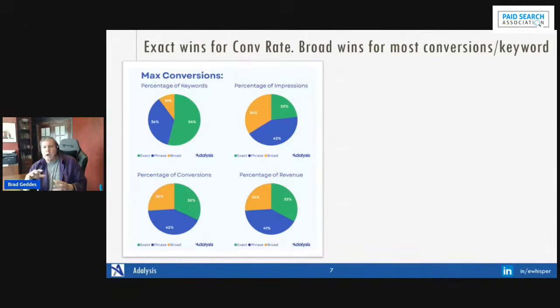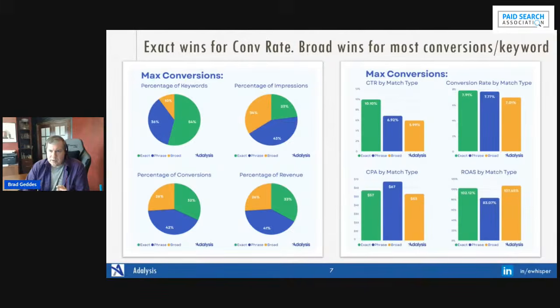So when we look at companies using max conversions, exact match is by far the highest use, right? Followed by phrase and lastly broad match. And broad match is actually a very small percentage of max conversions usage. Now, again, as expected, broad match might be a very small percentage of the keywords, but it's actually a pretty healthy percentage of the impressions. Now, this is where we start to see data that gets a little convoluted, right? Because our goal is just to get the most conversions.